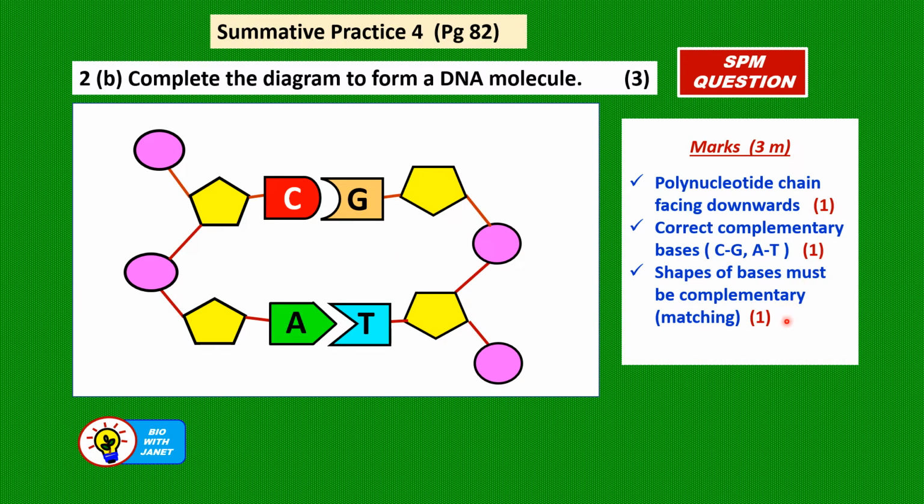For the third mark, the examiner will look at the shape. So here, the shapes must be complementary. For example, this shape is rounded, protruding out. So this one should protrude inwards, and it should be a rounded shape too. Similarly for this, these two shapes should be complementary or matching. That is just to show that these are complementary bases. All right, these two bases are complementary bases, and these two bases are complementary bases. So there's 1 more mark for the shape of the bases. Okay, so altogether 3 marks.